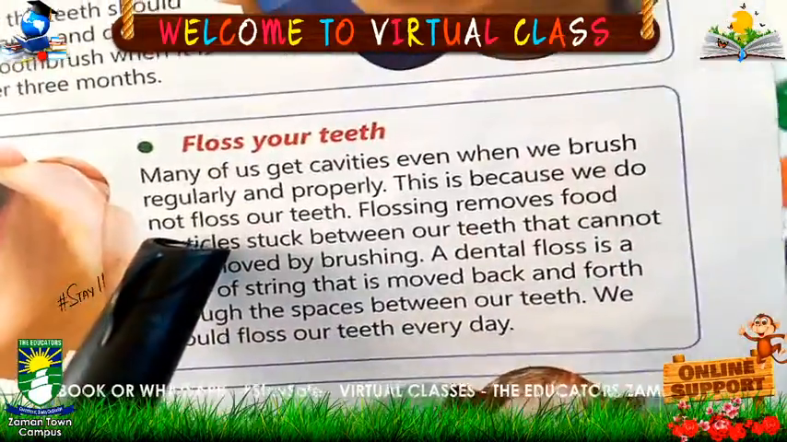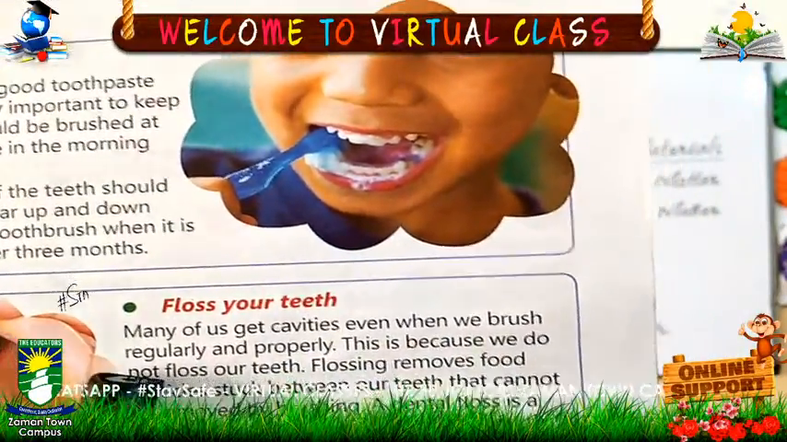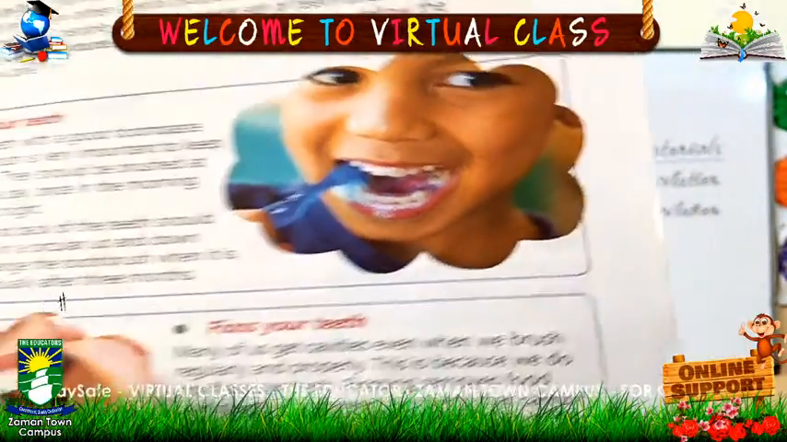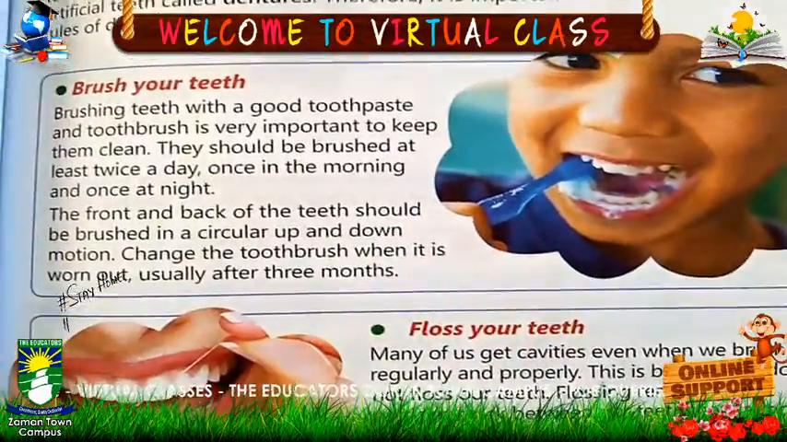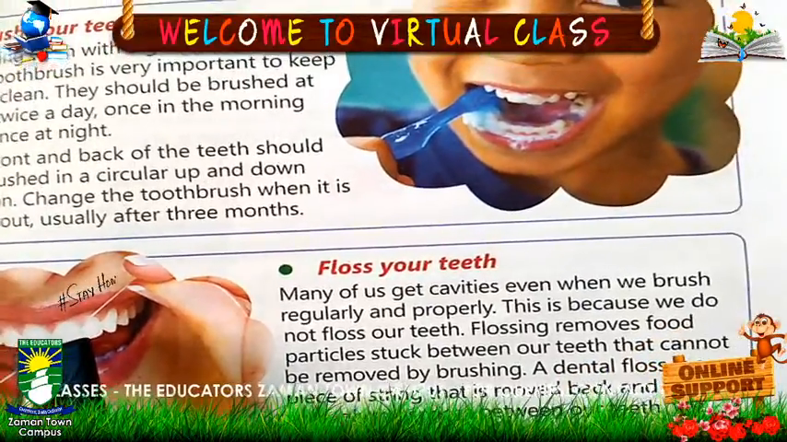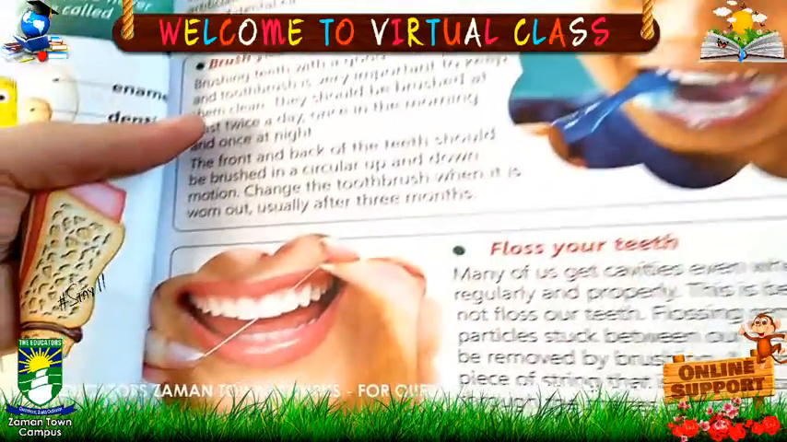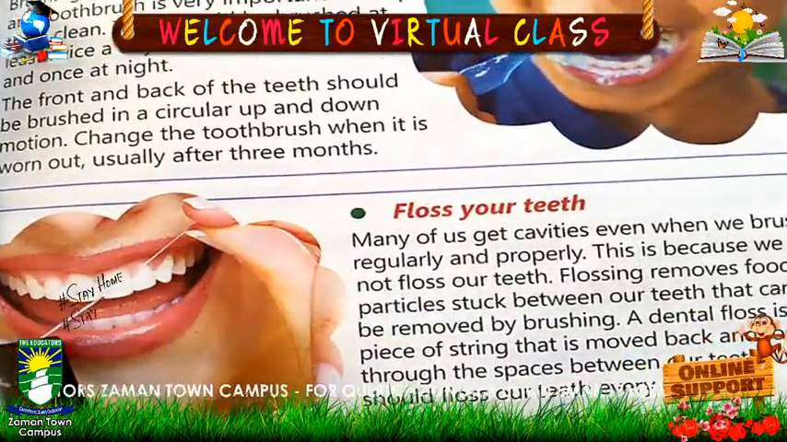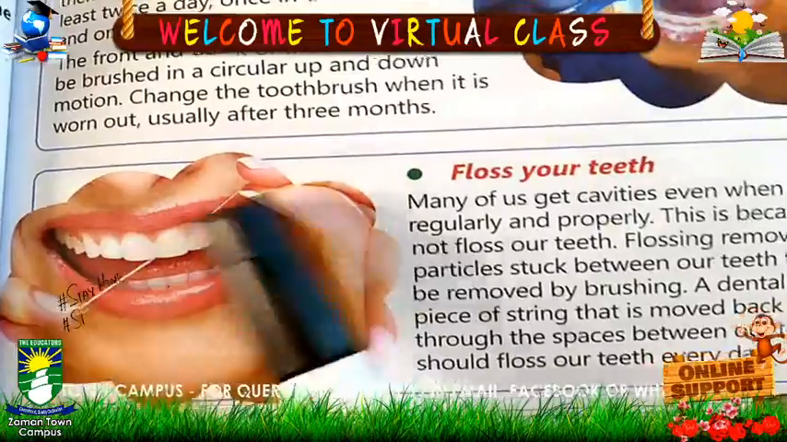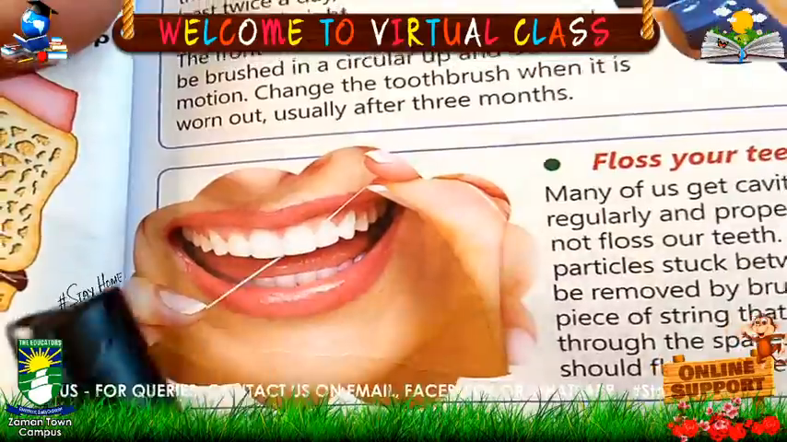The next one is floss your teeth. Many of us get cavities even when we brush regularly and properly. This is because we do not floss our teeth. Flossing removes the food particles stuck between our teeth that cannot be removed by brushing. Look here, you can see a dental floss. It is a piece of string that is moved back and forth through the spaces between our teeth. We should floss our teeth every day.